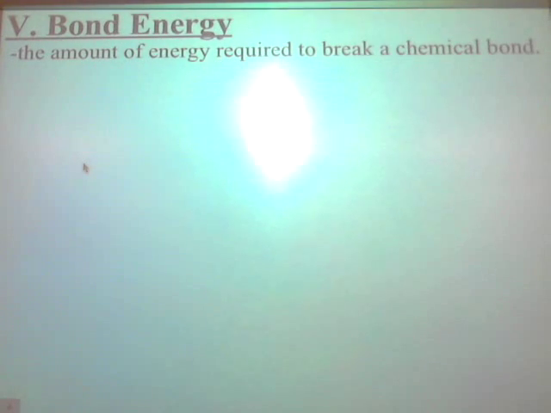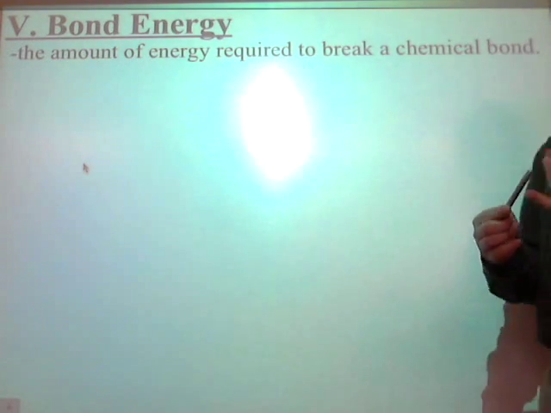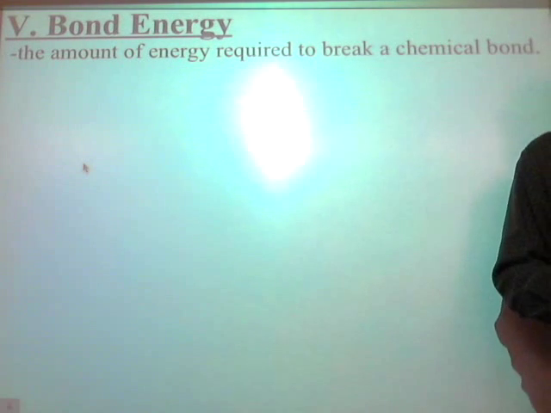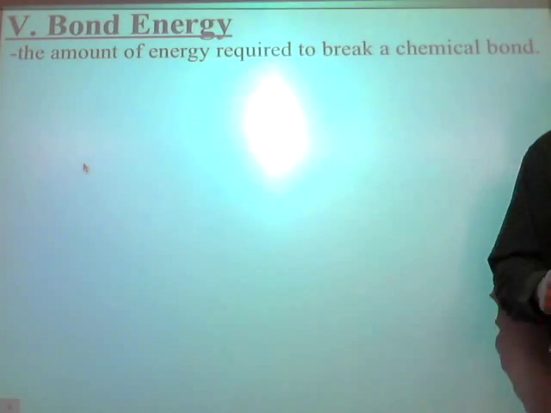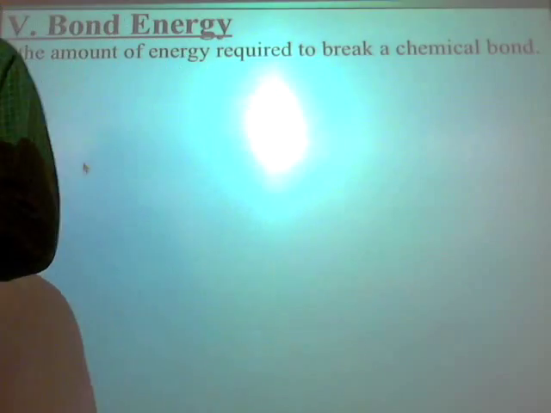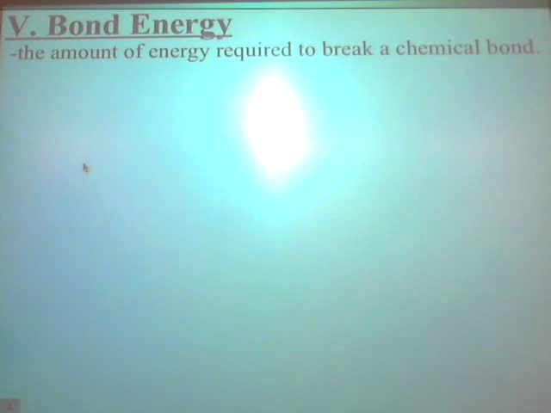In those problems, you had to worry about quite a few things. You had to worry about looking in the right column. You had to worry about looking at the right state. You had to worry about using the coefficients. You had to worry about doing them in the right order, products minus reactants. And you had to worry about doing the math correctly as well. Well, this, believe it or not, is at least as confusing, but for a different reason.